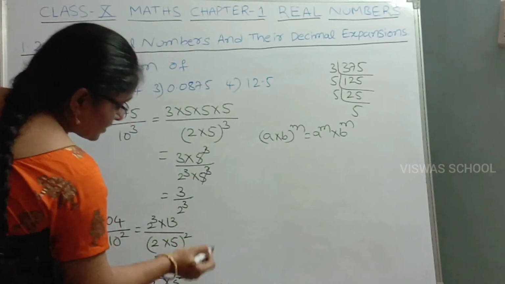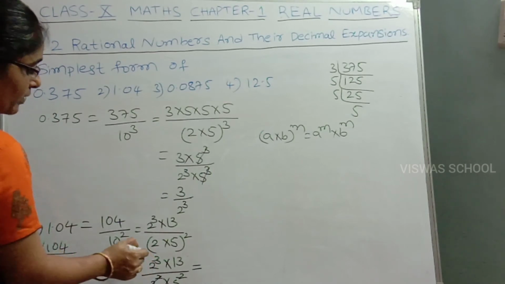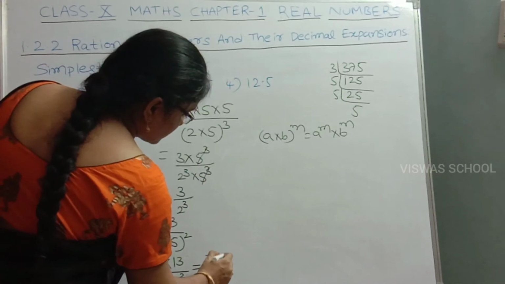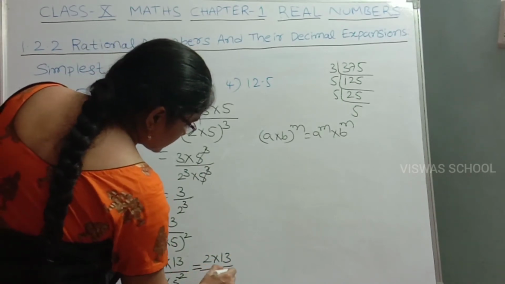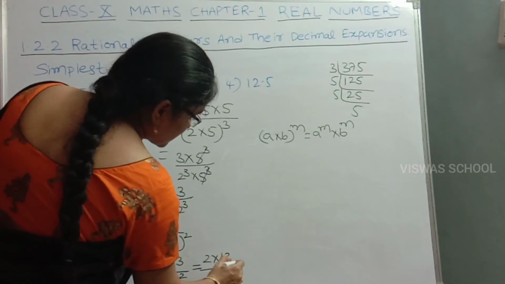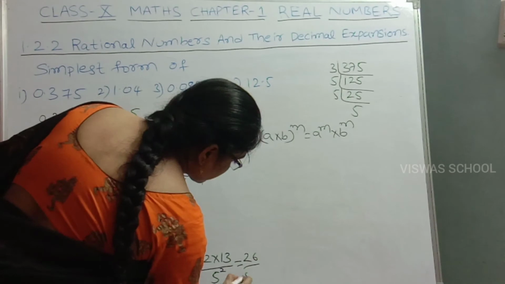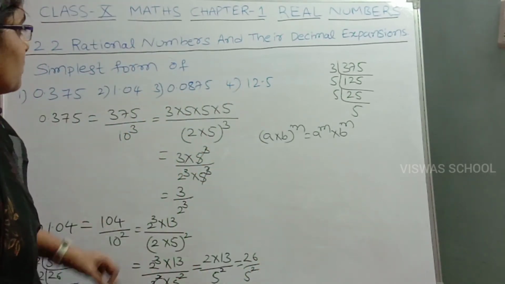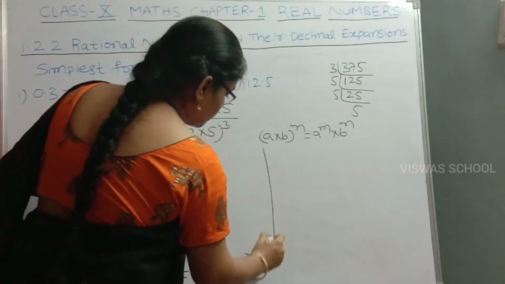Now it equals what? Observe this 2 square and here 2 square get cancelled. Now here one more 2, that is 2 into 13 by the denominator 5 square. 2 into 13 is 26, so 26 by 5 square. Next, coming to the third one.